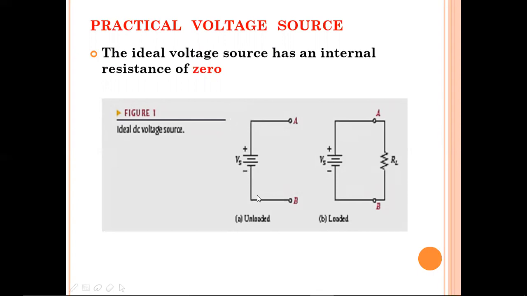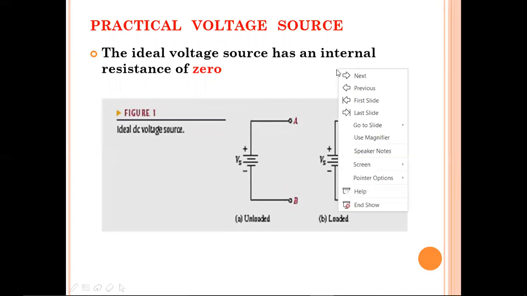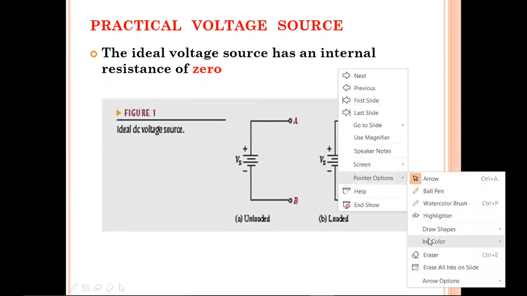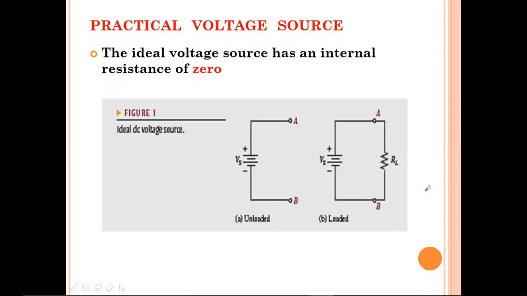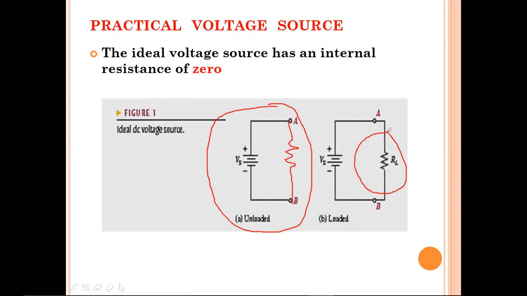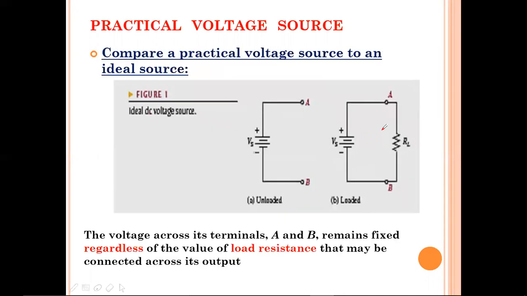If you observe this diagram, this is the ideal voltage source. Let me add a marker. This is the ideal voltage source, an unloaded ideal voltage source. If you connect any resistance across these A and B terminals, that is a loaded ideal voltage source.